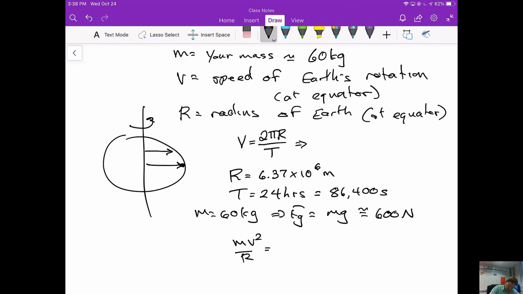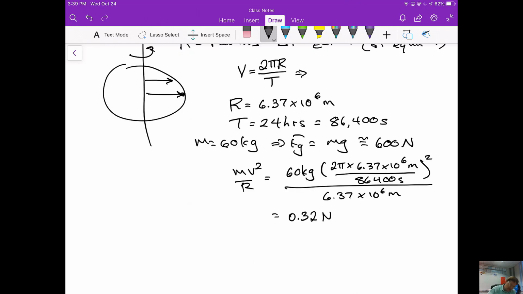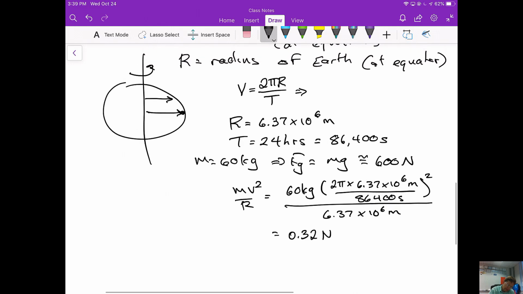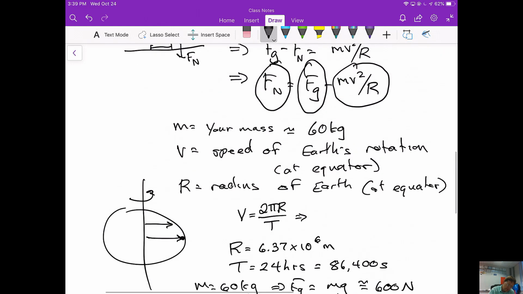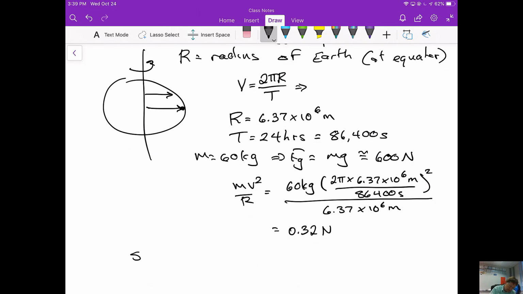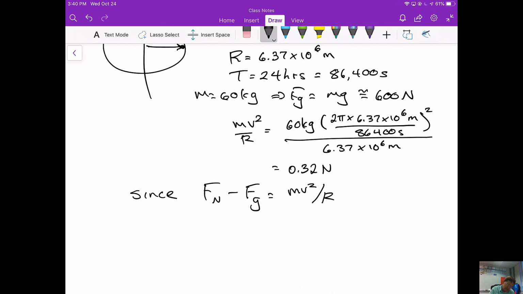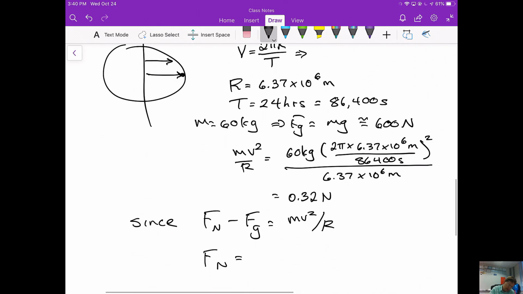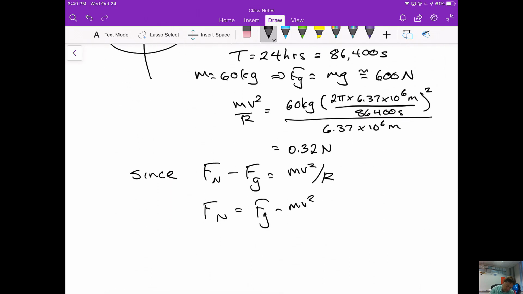The mv squared over r term is equal to 60 kilograms times, now I'm going to go offline. So if I plug in the radius of the Earth and the period of rotation of the Earth into mv squared over r, what we get is 0.32 newtons. 0.32 newtons. Let's go back to this equation. Remember, Fn equals Fg minus mv squared over r for this particular situation. So if Fg is 600 newtons, Fn is equal to Fg minus mv squared over r, where mv squared over r is 0.32 newtons.